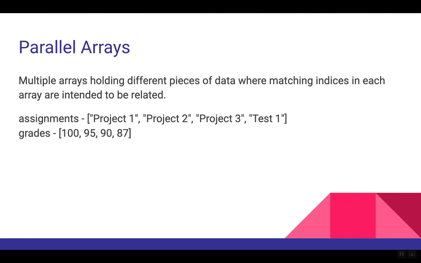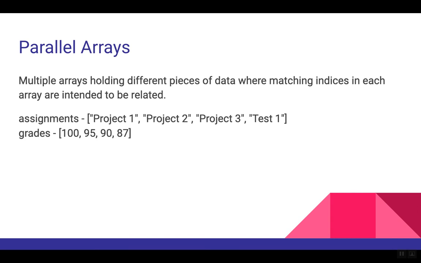We're going to use this data structure concept called parallel arrays. And we're going to be using this a lot from here on towards the end of the class. A parallel array is multiple arrays that are holding different pieces of data where each index in each array is related to the other. Okay? So in this case, project 1, project 2, project 3, test 1, those are the assignment names. And then the grades 100, 95, 80, 87.